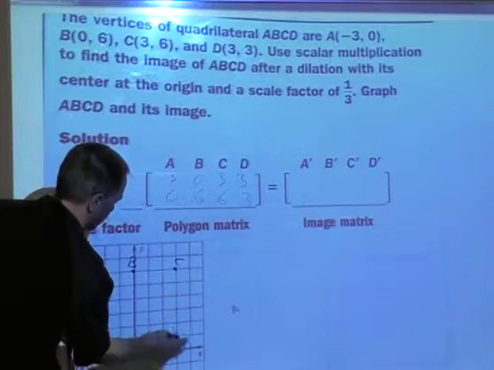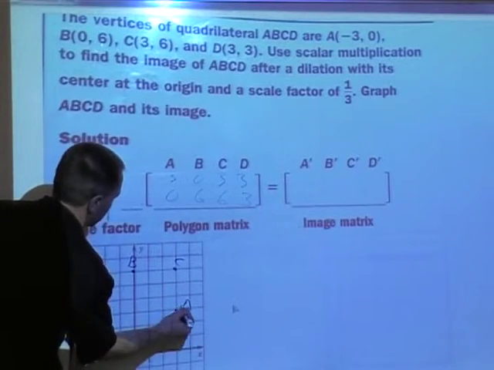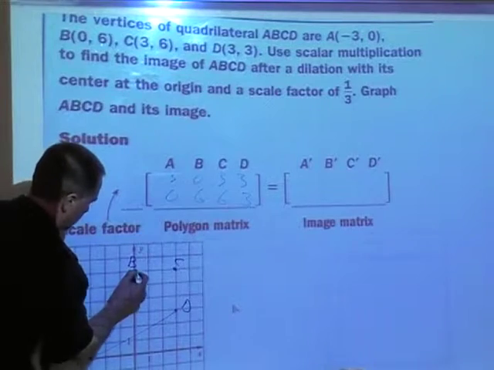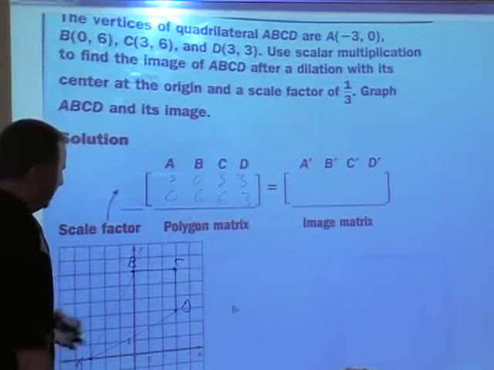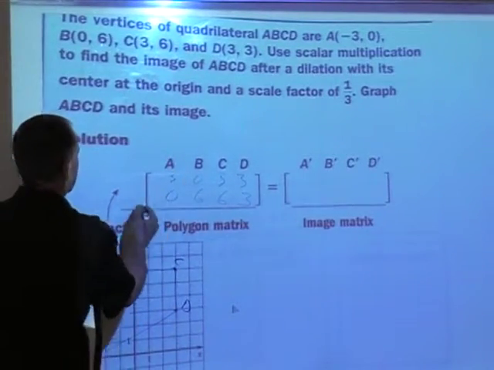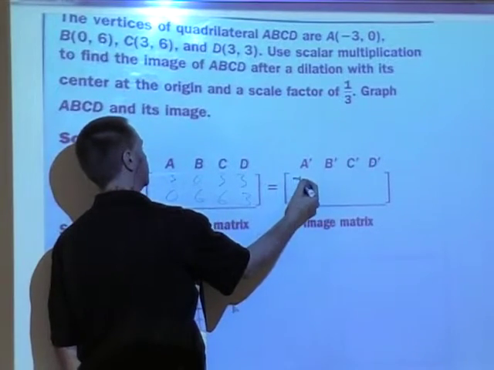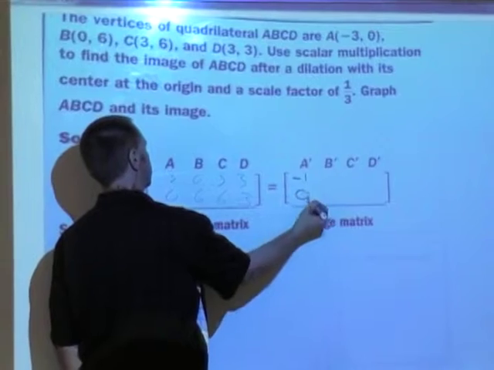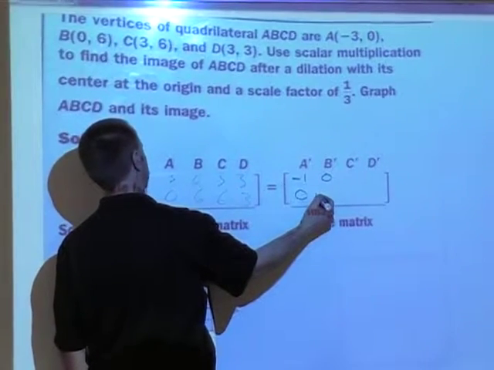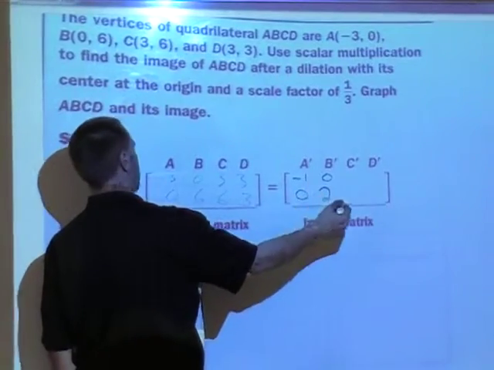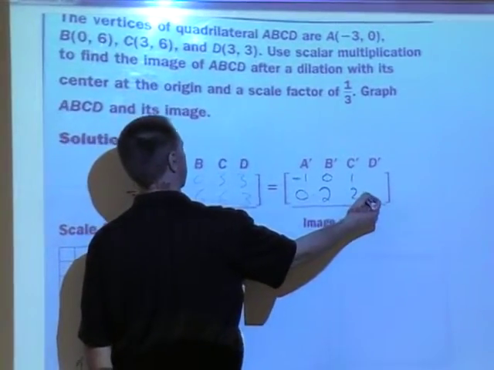Hey, it's a kite. Okay, so scale factor is 1/3. What do we get? Negative 1, 0; 0, 2; 1, 2; 1, 1.